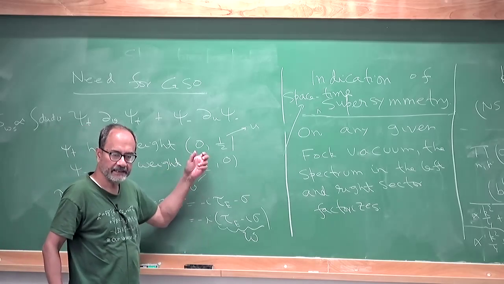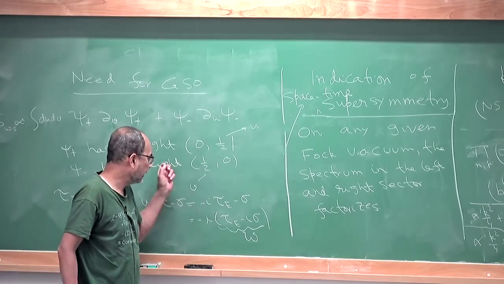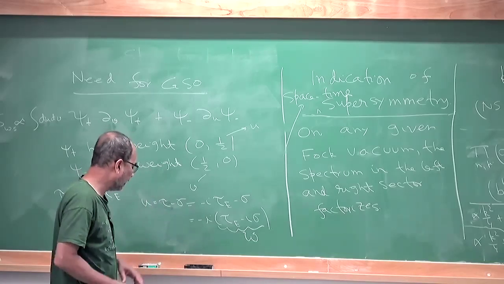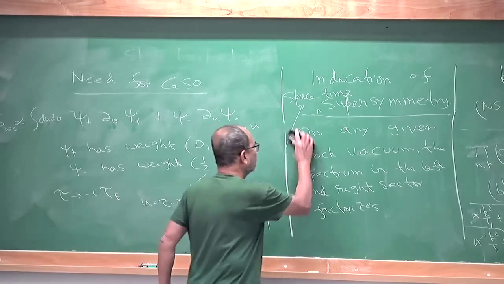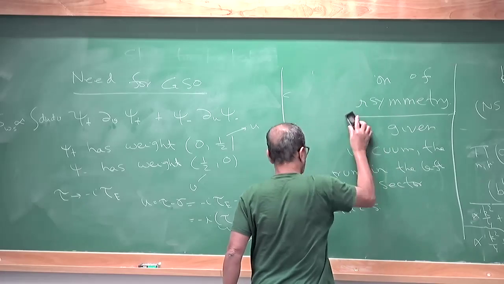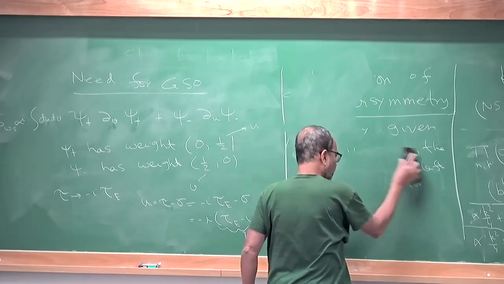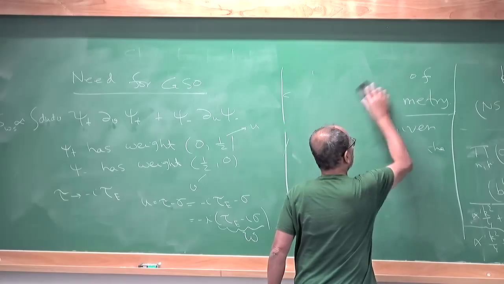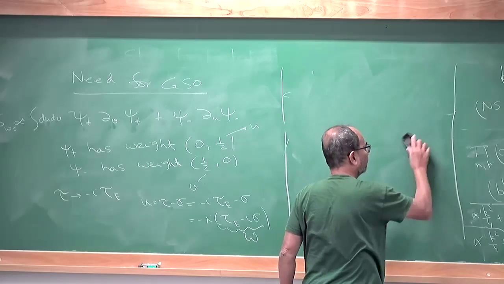Okay, so this is clear, right? Psi has weight half. Psi plus has weight half, 0, and this has weight 0, half. We need that case because only in that case the residual symmetry is preserved. So we are always working in that case right now.